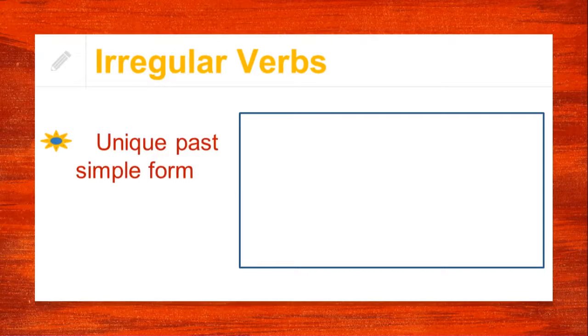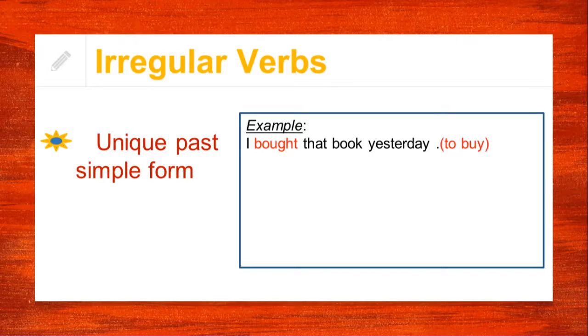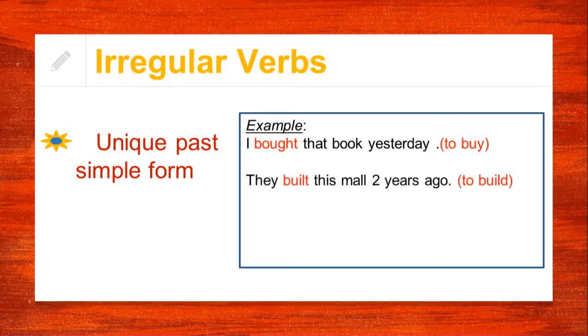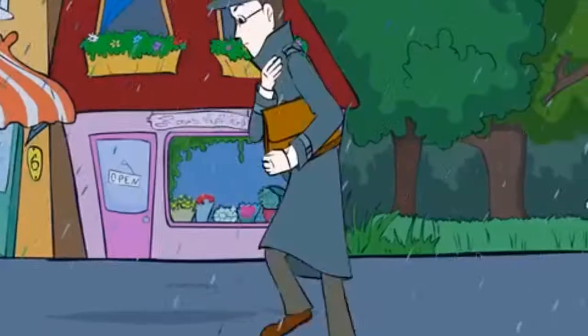Now, let's have a look at the irregular verbs. All the irregular verbs have unique past simple forms. For example, I bought that book yesterday, so the infinitive form is to buy. They built this mall 2 years ago, so the infinitive form is to build. She did her homework last night, so the infinitive form is to do. So now let's watch a video to know some more irregular verbs.